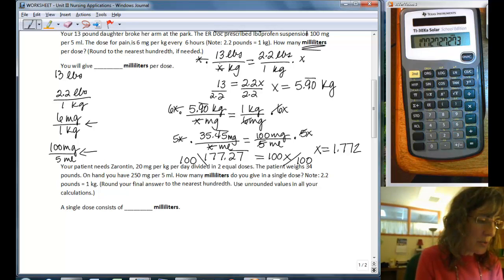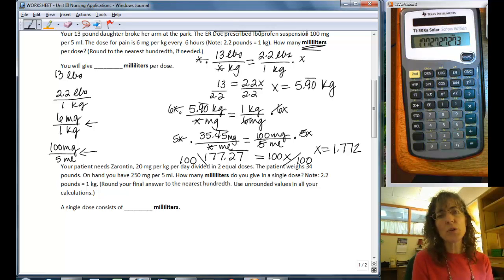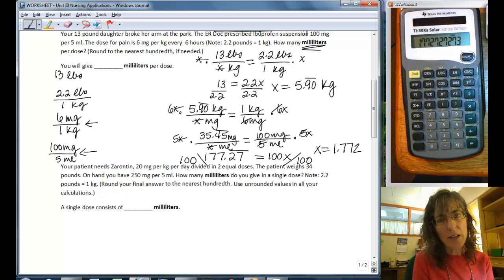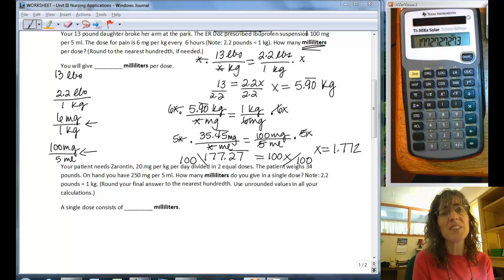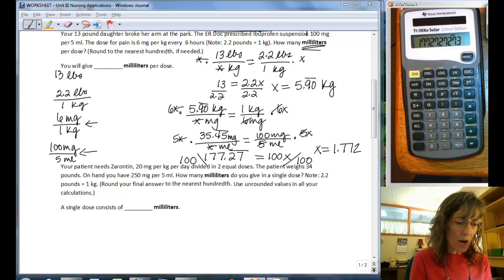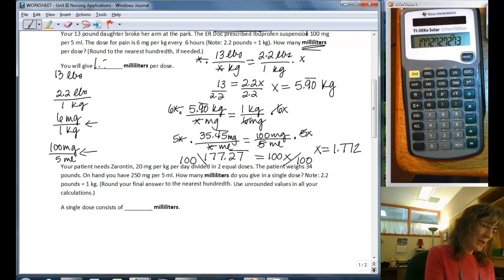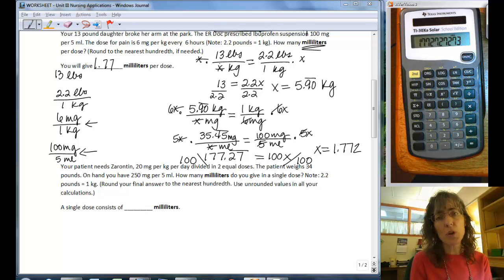Now up here it says the dose for pain is 6 milligrams per kilogram every 6 hours. So you would give another 6 milligrams per kilogram 6 hours from now, and another 6 milligrams per kilogram 6 hours after that. So this is not a divided dose where we're telling you it's this much medication in a 24-hour period that we have to divide up into 4 equal doses. This is per dose. So our answer, 1.77, is per dose.